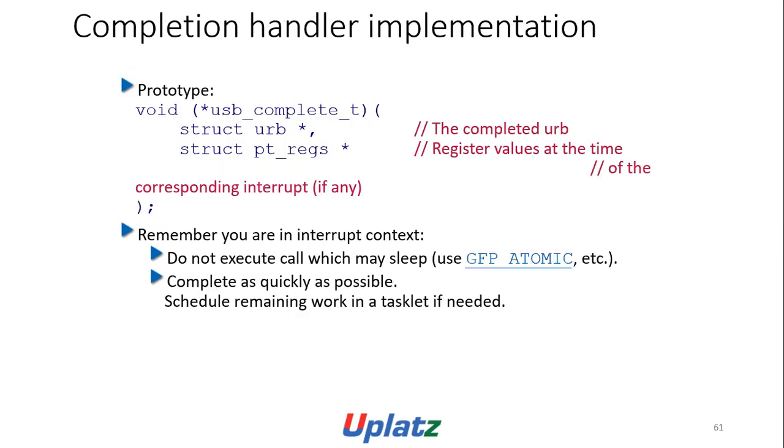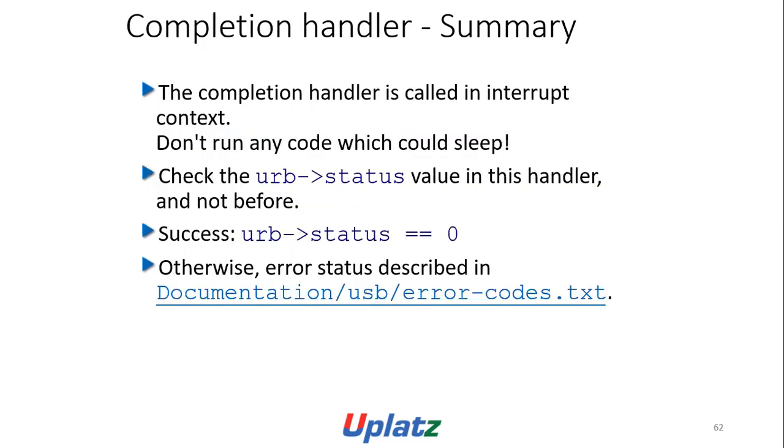Prototype: the complete URB, the register values at the time of the corresponding interrupt, if any. Remember, we are in interrupt context: do not execute calls which may sleep, use mutexes, etc. Complete as quickly as possible; schedule remaining work in a tasklet if needed. The completion handler is called in interrupt context. Don't run any code which would sleep.